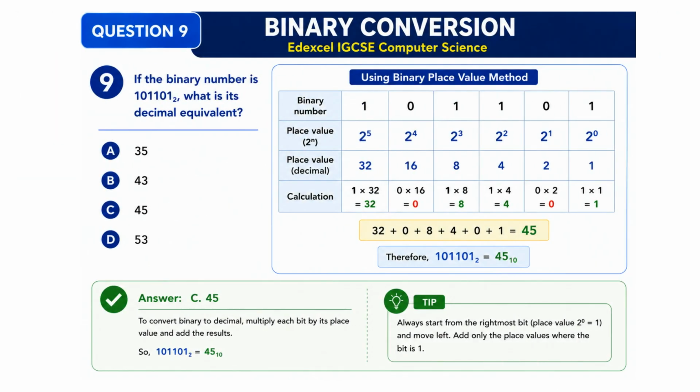Now add only the place values where the binary digit is 1. That gives us 32 plus 8 plus 4 plus 1, which equals 45. So the binary number 101101 is equal to 45 in decimal. A useful exam tip is, always start from the rightmost bit, where the place value is 2 to the power of 0, or 1. Then move left, adding only the place values where the bit is 1. This makes binary to decimal conversion quick and accurate.